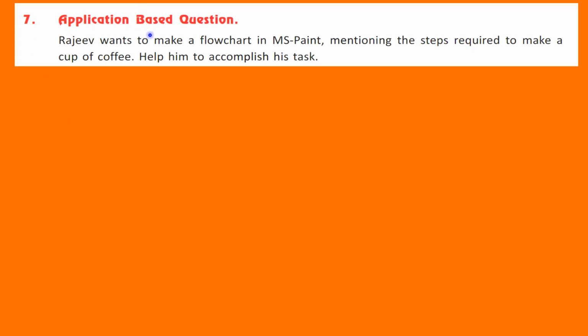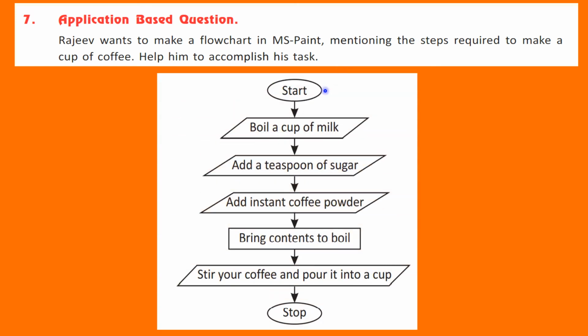Part 7. Application based question. Rajiv wants to make a flowchart in MS Paint mentioning the steps required to make a cup of coffee. Help him to accomplish his task. So this is how we can draw a flowchart showing the steps for making a cup of coffee.